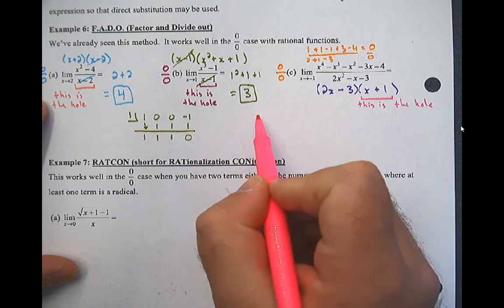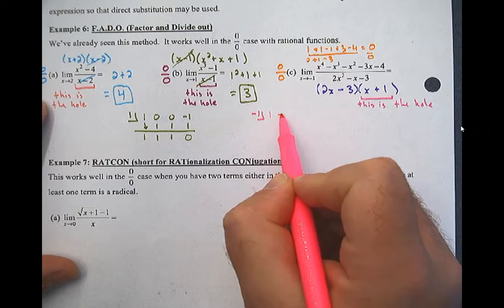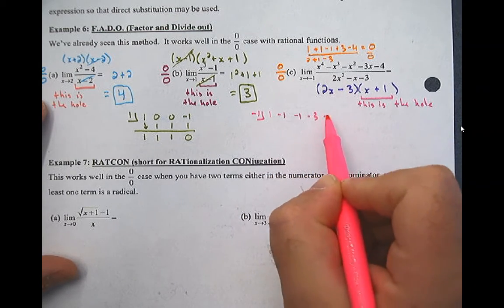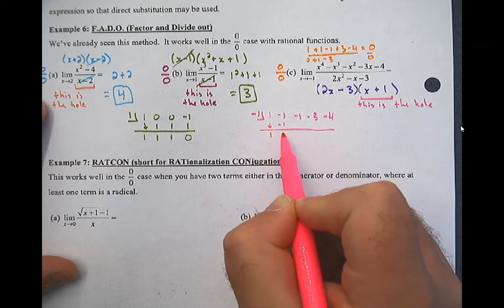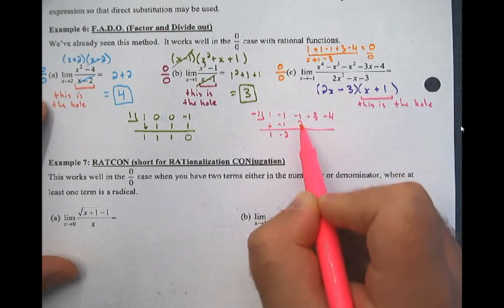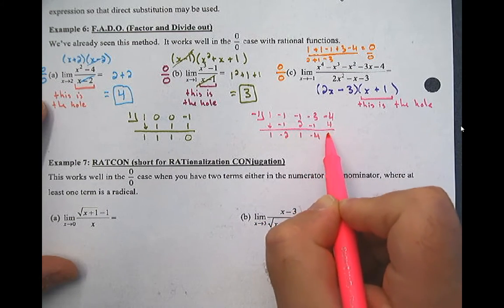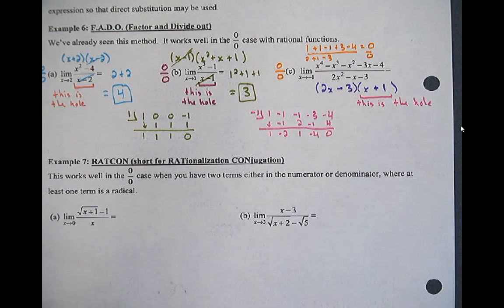So I'm going to do my little synthetic division down here. Negative 1. Coefficients are 1, negative 1, negative 1, negative 3, negative 4. The 1 drops. That's negative 1. That's negative 2. That's 2. That's 1. That's negative 1. That's negative 4. That's 4. That's 0.